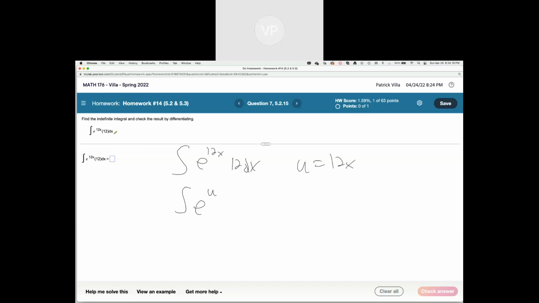u equals 12x. And immediately remember, take the derivative of that, which is 12 dx. And it just so happens, we're lucky, that's exactly what is there. So I have e to the u du. And now I can integrate this. Well, the integral of e to the u du is e to the u. And don't forget the plus c. Last step, replace the u with what we had originally right there, and you have your answer.